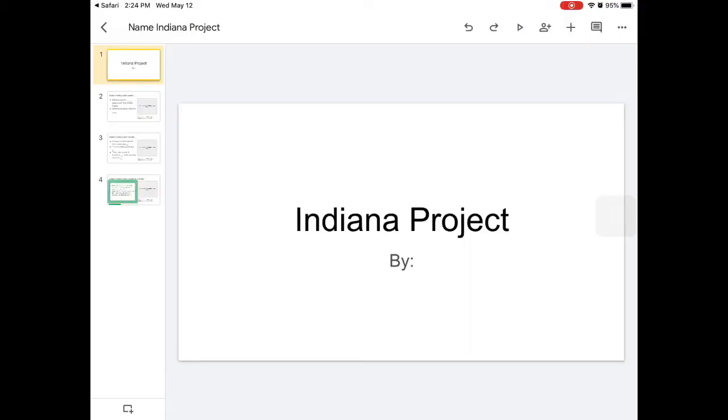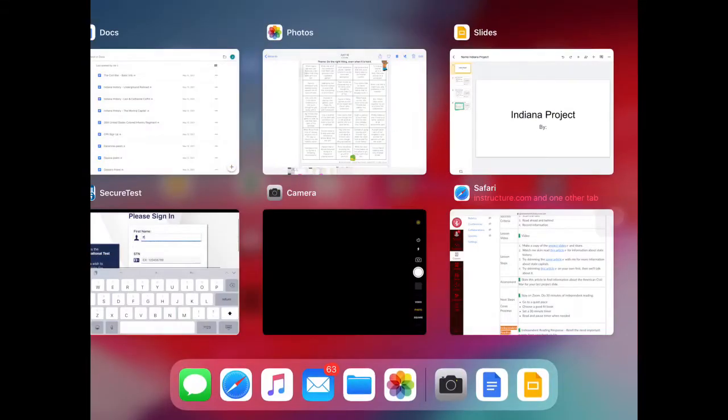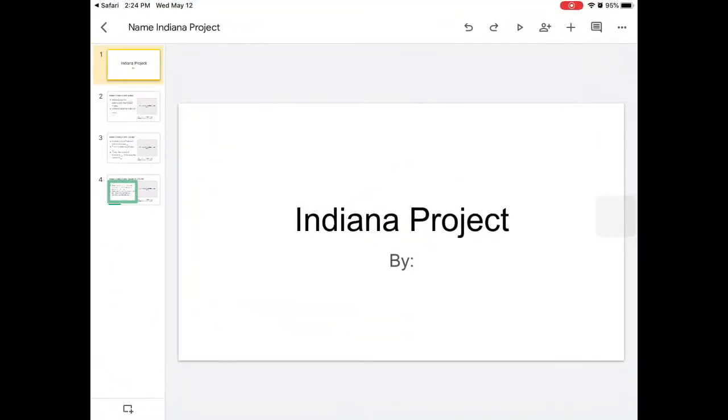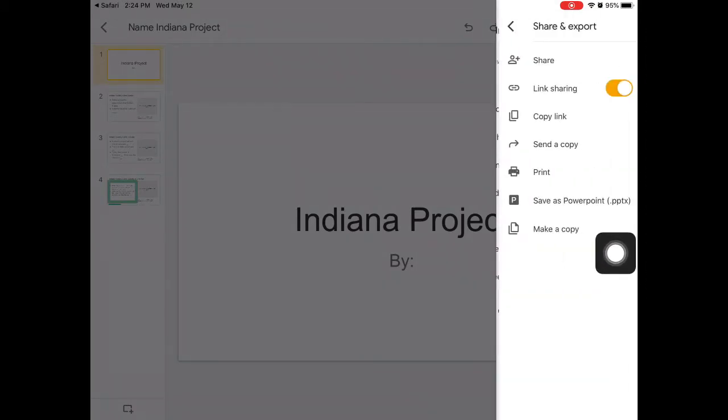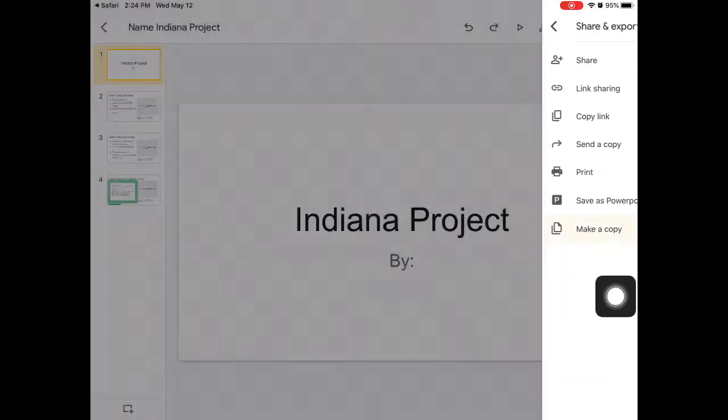Okay, so the instructions said, what are we doing? We are making a copy and sharing. So if you know how to do that, you can go ahead and do it. If you don't, you touch the 3-dot menu, go down to Share and Export, and then make a copy.